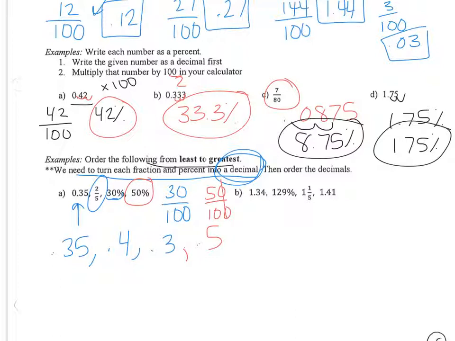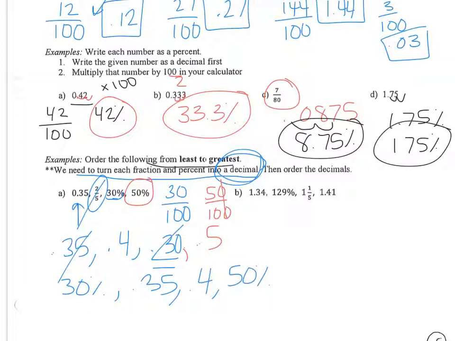Now we're going to put these in order from least to greatest. So the least one is 0.3, or 30%, because that's 0.30, and 0.30 is less than 0.35. Then I have 0.35, then I have 0.4, and then I have 50%.